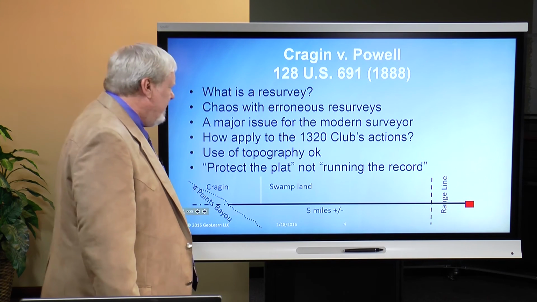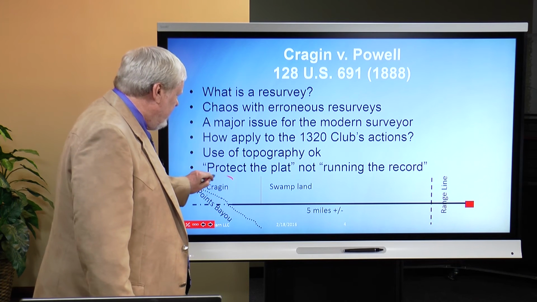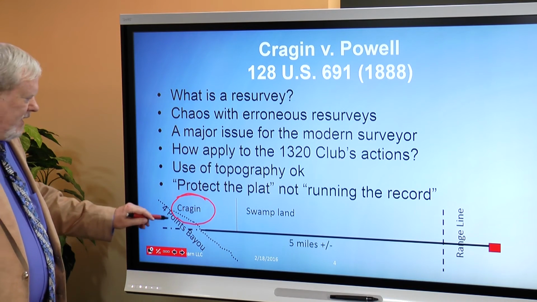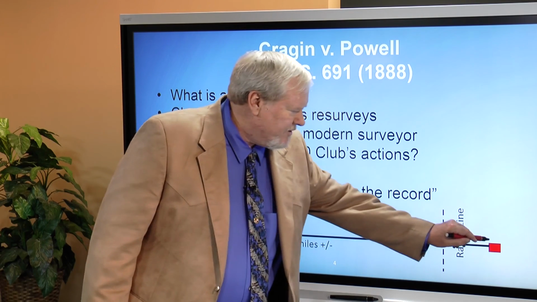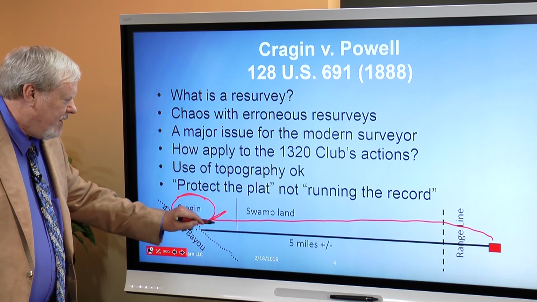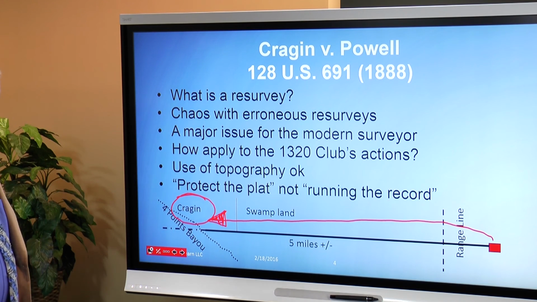Now, in Cragen versus Powell, it's not that difficult or complex of a case, but the bottom line with the case was Mr. Cragen owned some land over here, and he hired a surveyor named Powell. Powell couldn't find any evidence near Mr. Cragen's land, and so he went 5 miles to the east, found a corner, and ran a record-bearing distance back. That's not a very good idea, because that's what you and I nowadays call the 1320 Club.